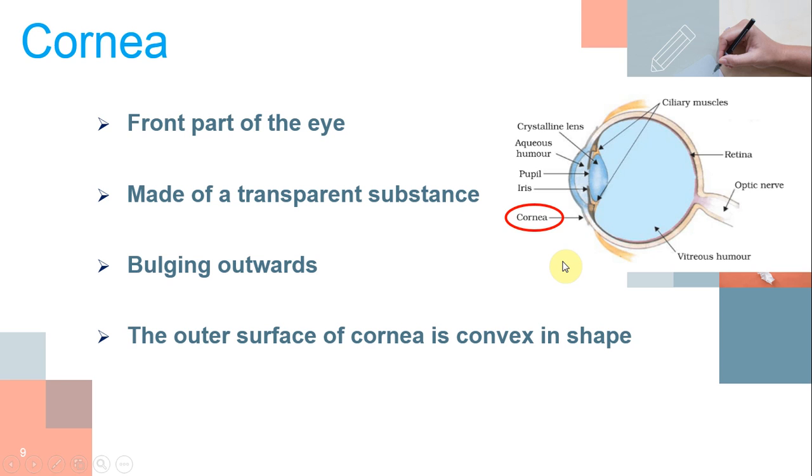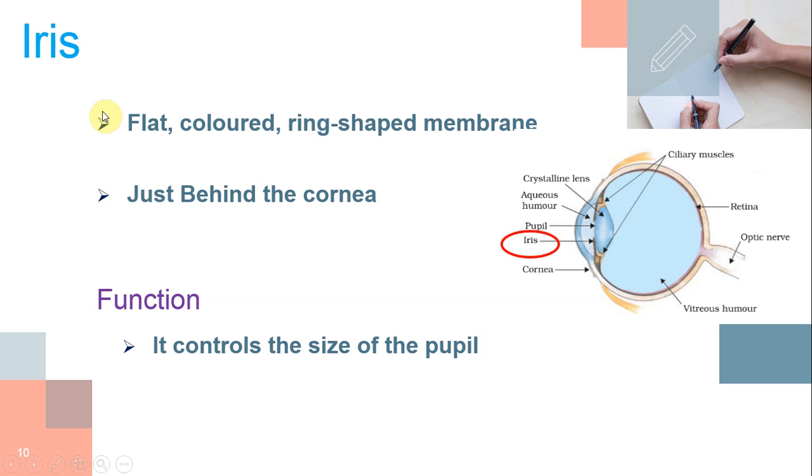Next one, cornea. It is the front part of the eye. It is made up of transparent substance and it is bulging outwards, just like a convex shape. This is the cornea. Next one, iris. It is a flat, colored, ring-shaped membrane just behind the cornea, and it controls the size of the pupil.